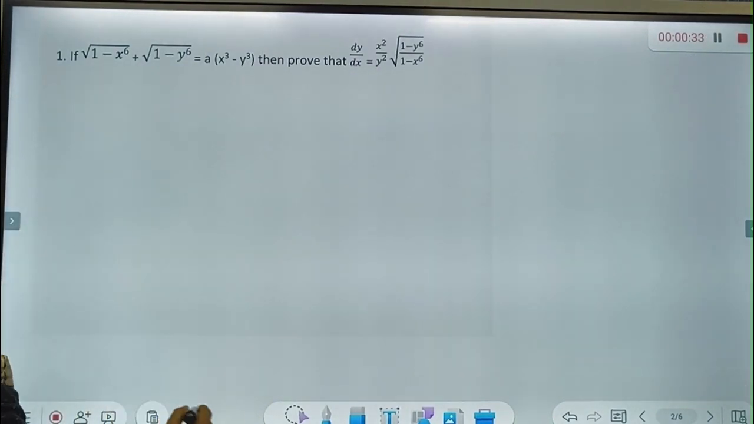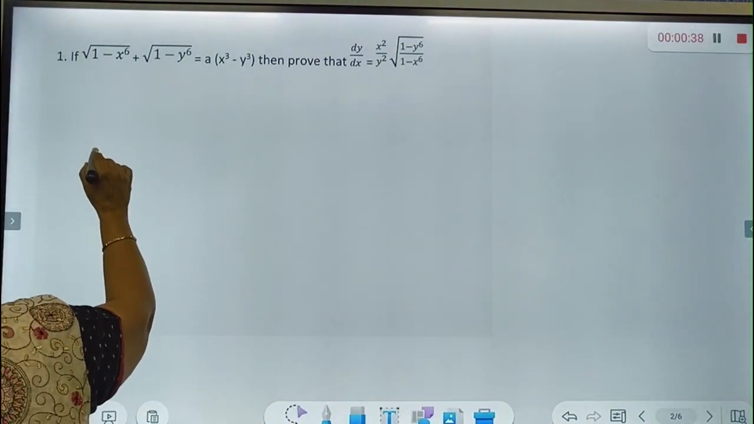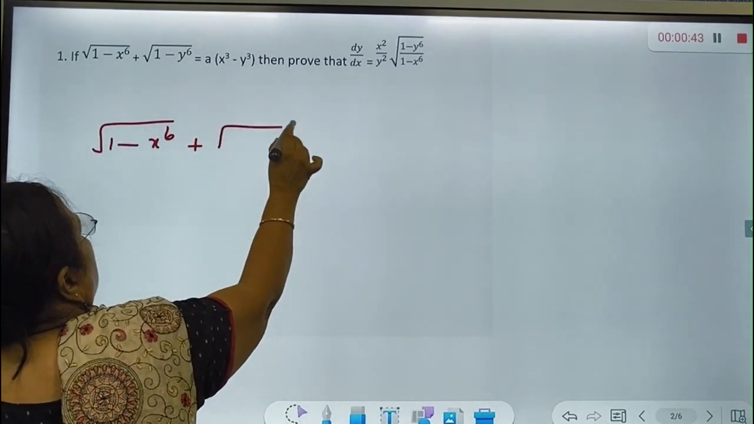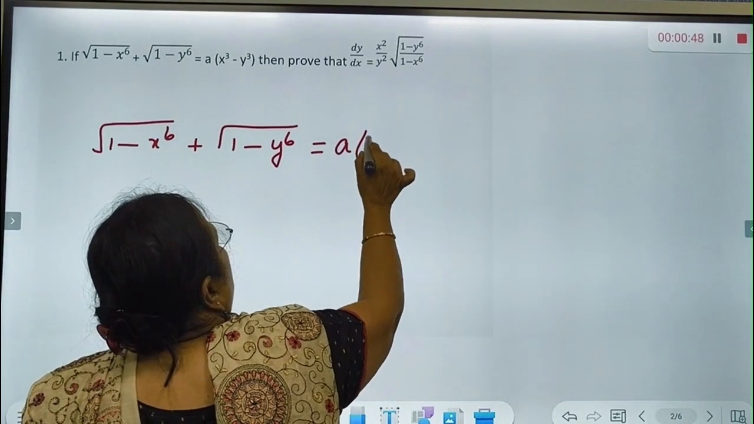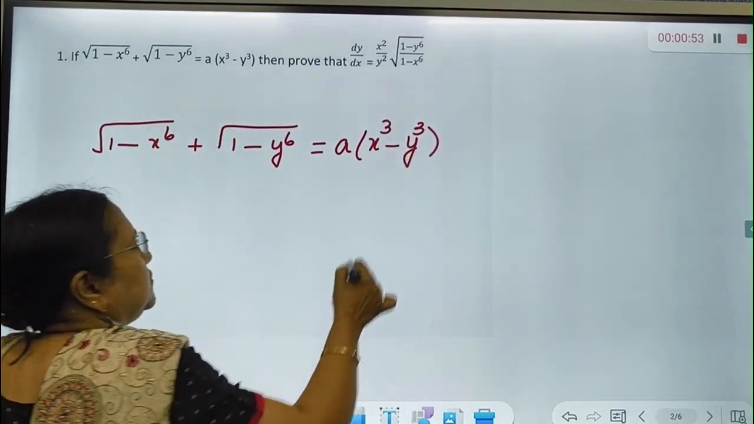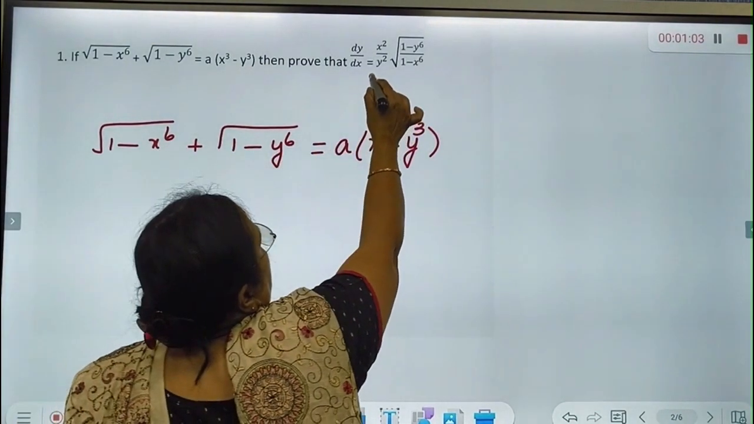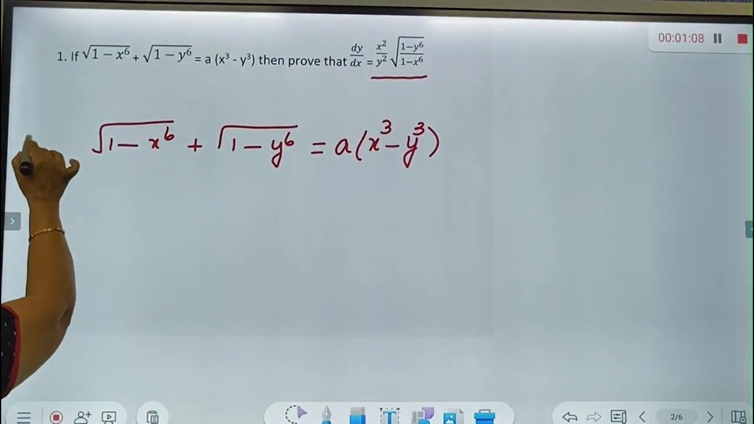So look at this problem. We are given root of 1 minus x power 6 plus root of 1 minus y power 6 is equal to a into x cube minus y cube. Now you have to prove dy by dx is x square by y square into root of 1 minus y power 6 by 1 minus x power 6. This is what we need to prove. This is what is given to us.